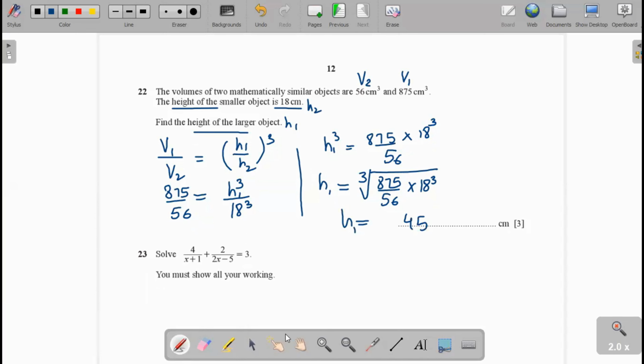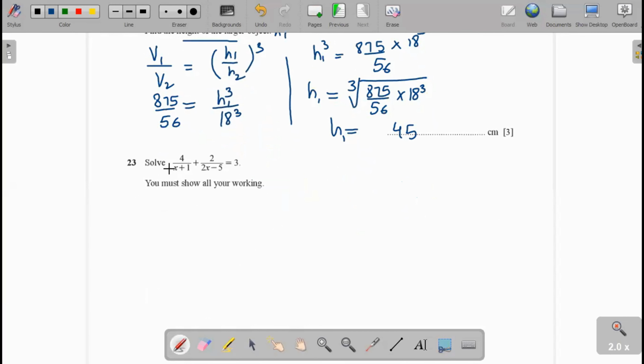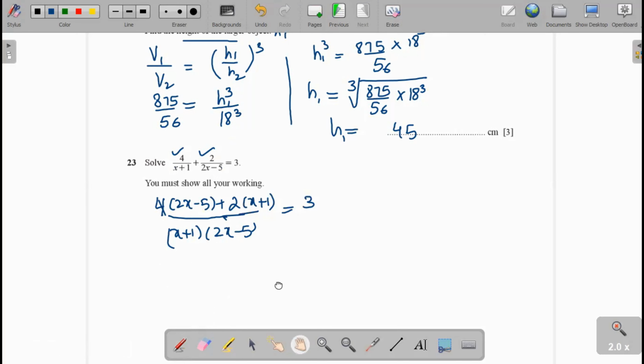Now the next question is 23. In this question, you see here two fractions are given. We take the LCM of these two fractions. The LCM of these fractions will be x plus 1 into 2x minus 5. Therefore, we multiply the first fraction by 2x minus 5: 4 multiplied by 2x minus 5 plus 2 into x plus 1, and that's equal to 3, and we simplify it.